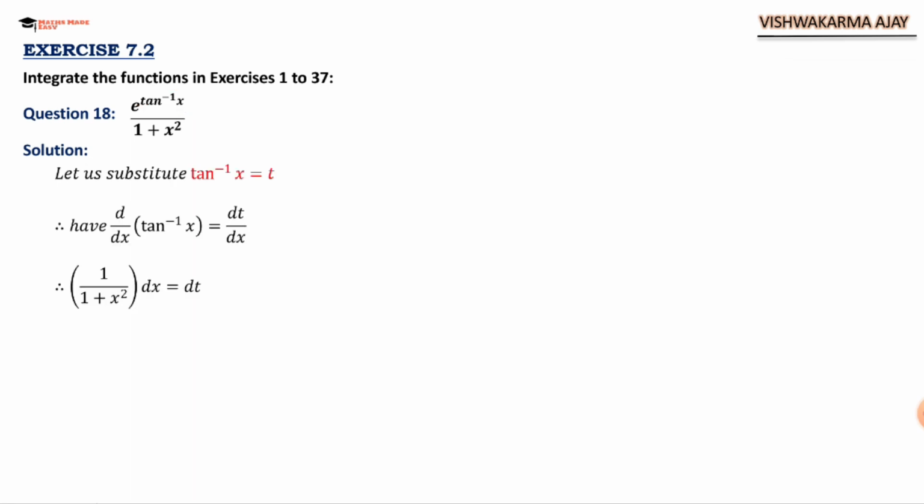So let's substitute tan inverse x is equal to t. The derivative of tan inverse x is equal to dt upon dx. When you write the derivative, you will get 1 upon 1 plus x square dx is equal to dt. Now this part here, dx, can be replaced with dt, and this is t. You will see how simple it is. This was our expression, and later it can be written as e raised to t dt.